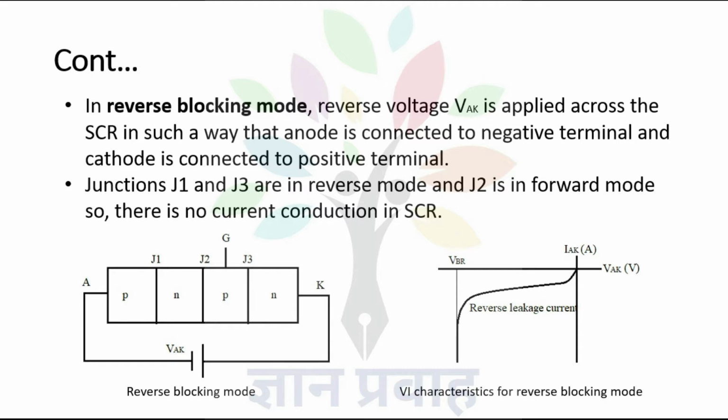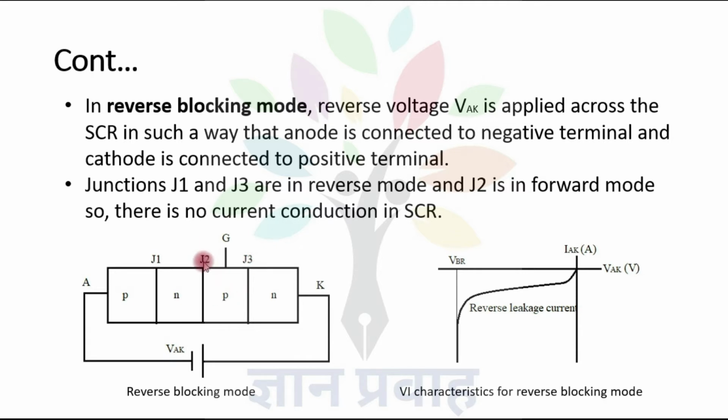Second mode is reverse blocking mode. The schematic arrangement for reverse blocking mode is given here. A voltage VAK is applied between anode and cathode terminals in such a way that negative terminal of this voltage is connected with the P side material and positive terminal of this voltage is connected with the N side material. It means N side is connected at higher potential, P side is connected at lower potential. That causes J1 and J3 in reverse wise.